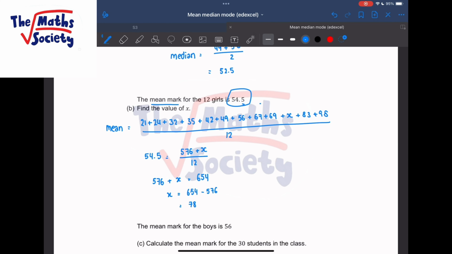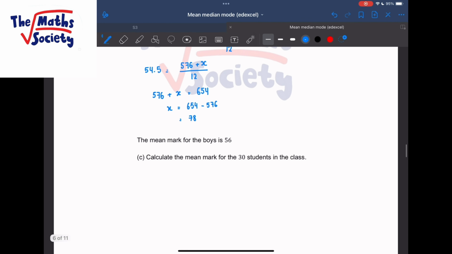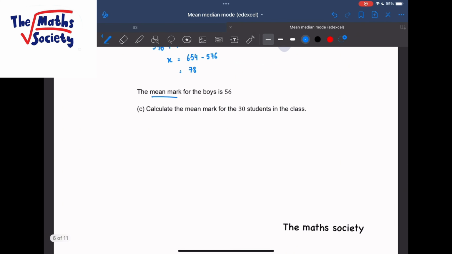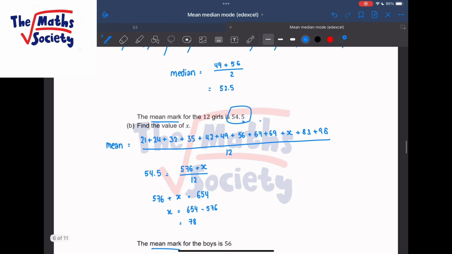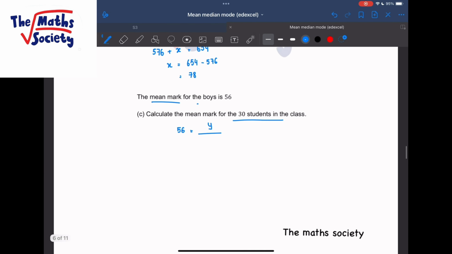And then it says the mean mark for the boys is 56, and calculate the mean mark for the 30 students in the class. So 56 is the mean mark. We don't know how much the total marks are, but we know the number of people. So there are 12 girls in total, but it says 30 students. So you can do 30 minus 12, yeah?